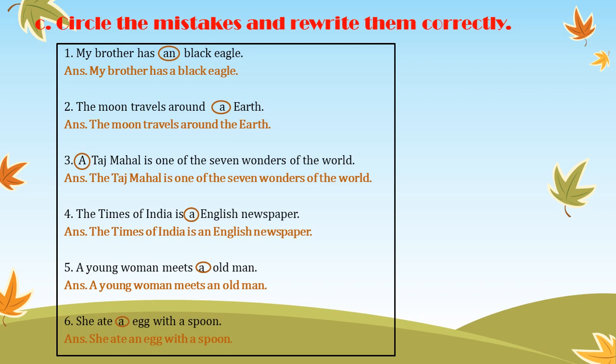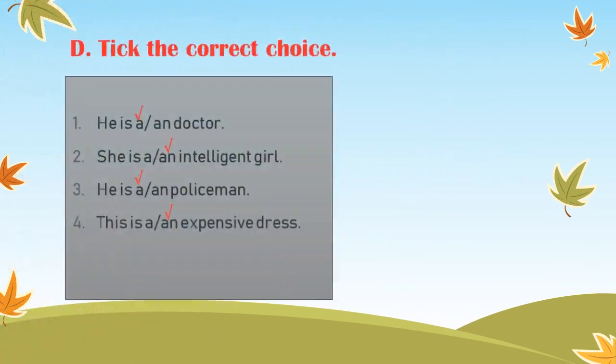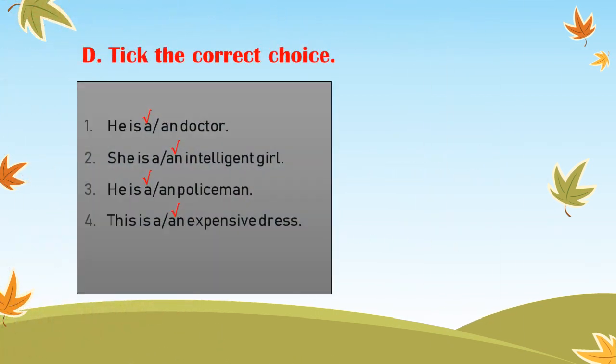Sixth: she ate a egg with a spoon. Again the same mistake is here. We should have used an egg. So the mistake is A. And the answer is she ate an egg with a spoon. Take the correct choice. First one is: he is a or an doctor. The answer is he is a doctor.